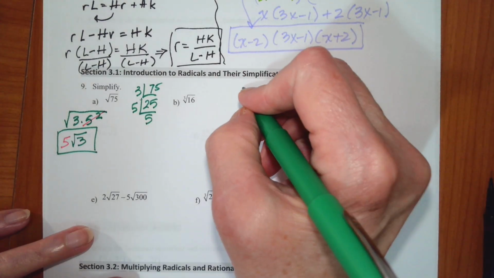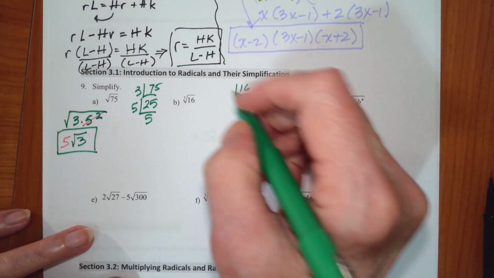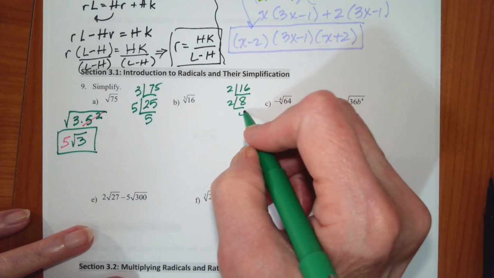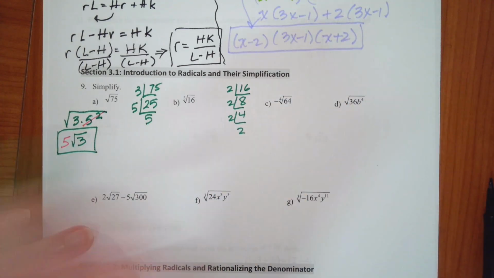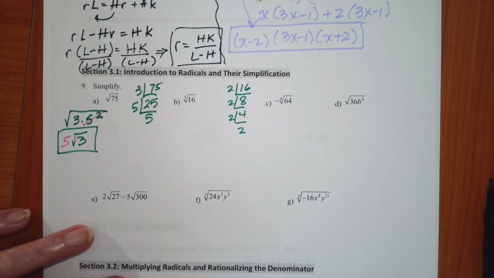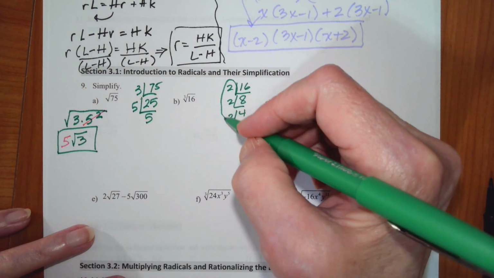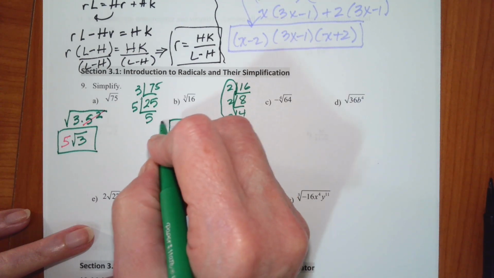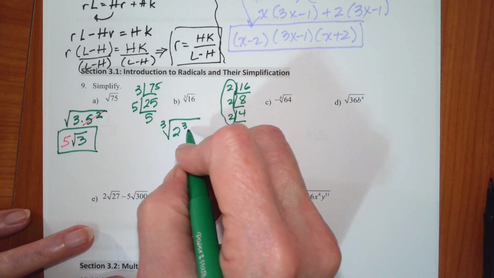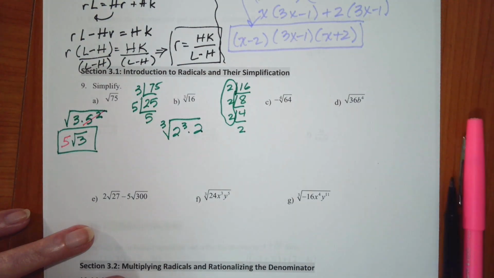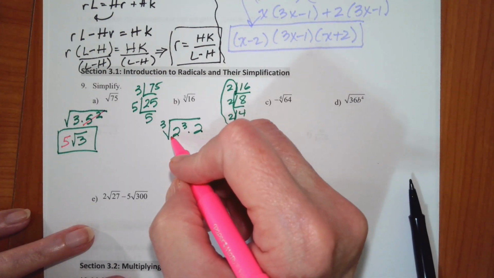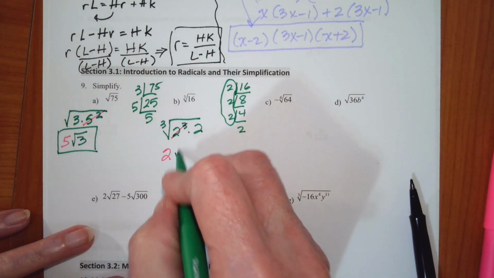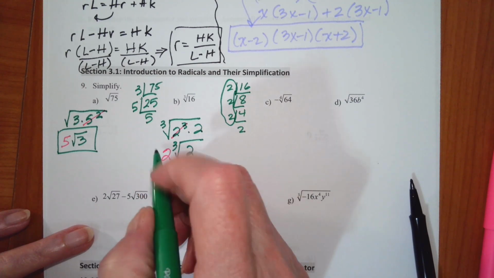Okay, 16. Now I'm looking for groups of 3 since my index is 3. 16 is divisible by 2, divisible by 2, divisible by 2, and I get 2. So I have a group of 3. So this is the same thing as the cube root of 2 to the third times 2. So the cube root of 2 to the third is 2, and I'm left with the cube root of 2.